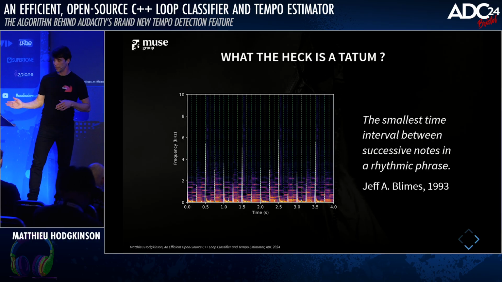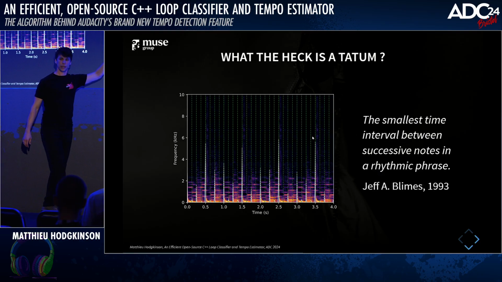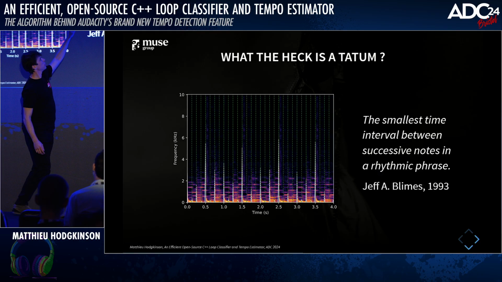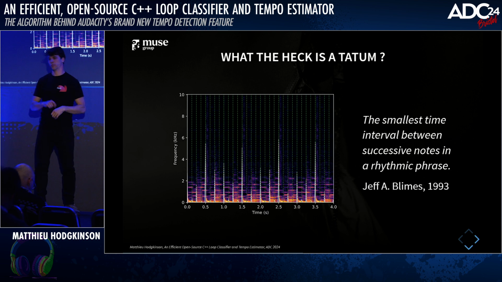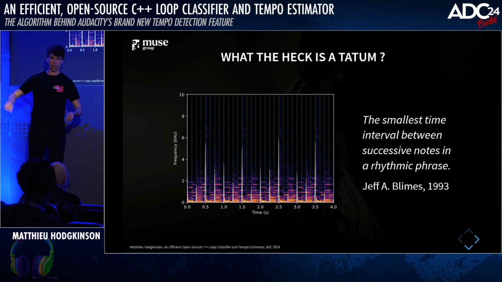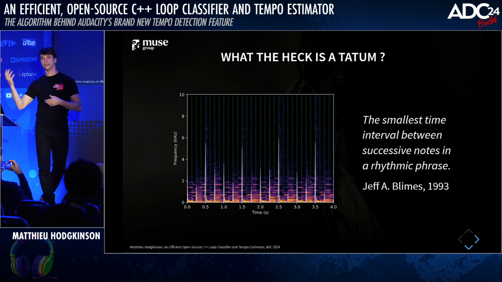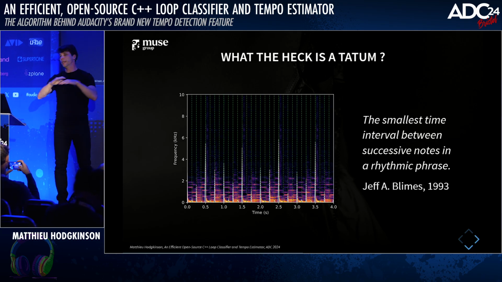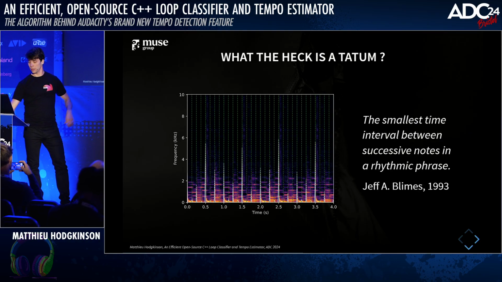So first, what the heck is a tatum? It's a term that was introduced by Jeff Bilmes in his PhD thesis in 1993, saying it's the smallest time interval between successive notes in a rhythmic phrase. So, for example, boom, pa, boom, pa. That's my tatum rate, so to say. If I go now, boom, boom, pa, boom, boom, pa. That's my tatum rate, right? So the smallest time division that you have is your tatum rate. And let's listen to this tatum rate here. Sonic Visualiser renders this as this.